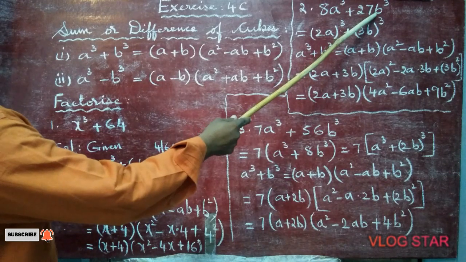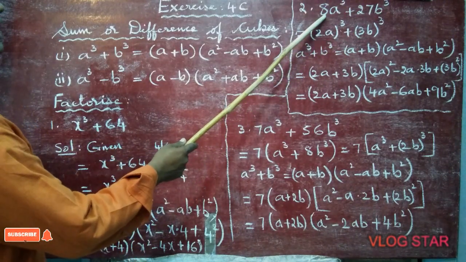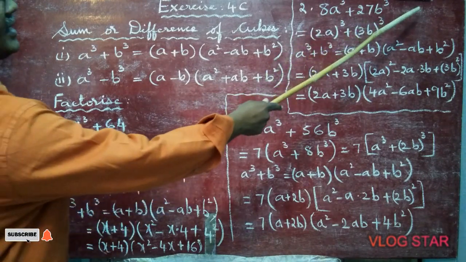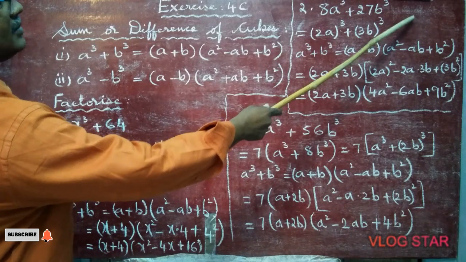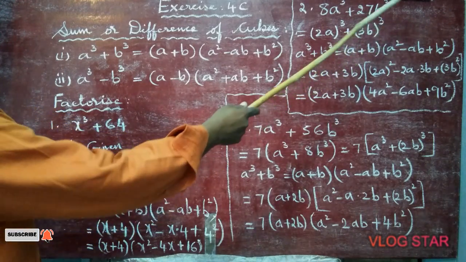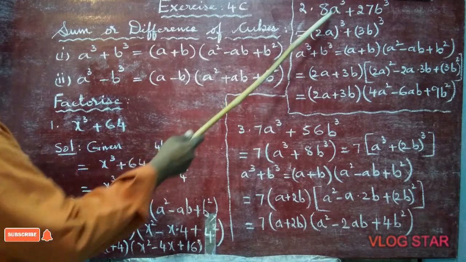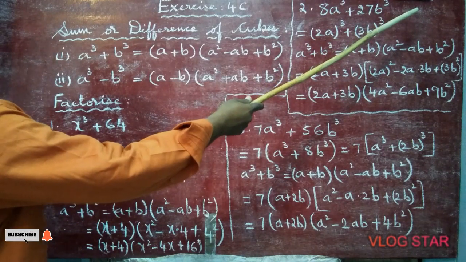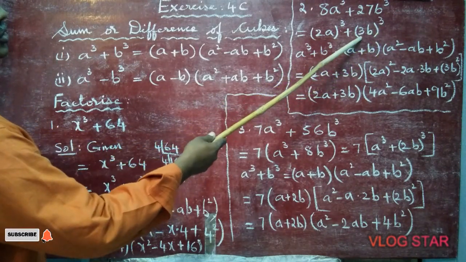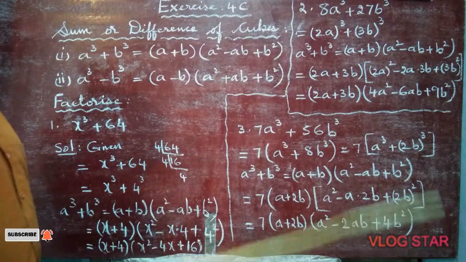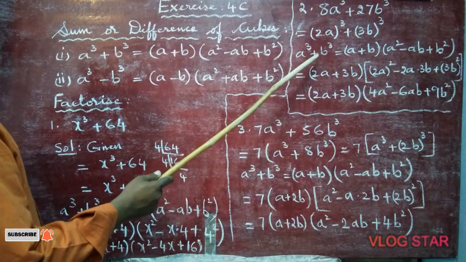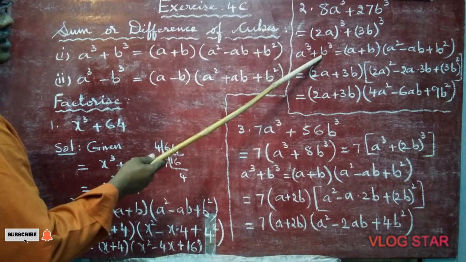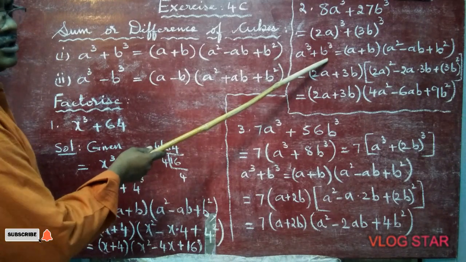8a cube plus 27b cube. Now I am writing 8a cube as 2a whole cube. 8, find factors. 2 goes 4 times, again 2 goes 2 times. So 2 cube. 8 means 2 cube. Already a cube. So 2a whole cube plus 27, find factors. 3 goes 9 times, again 3 goes 3 times. 3 cube. So 3b whole cube. We have to convert into factors. Now it is in which formula? A cube plus b cube. You have to learn by heart these formulas. When you know this formula, we can solve these problems.